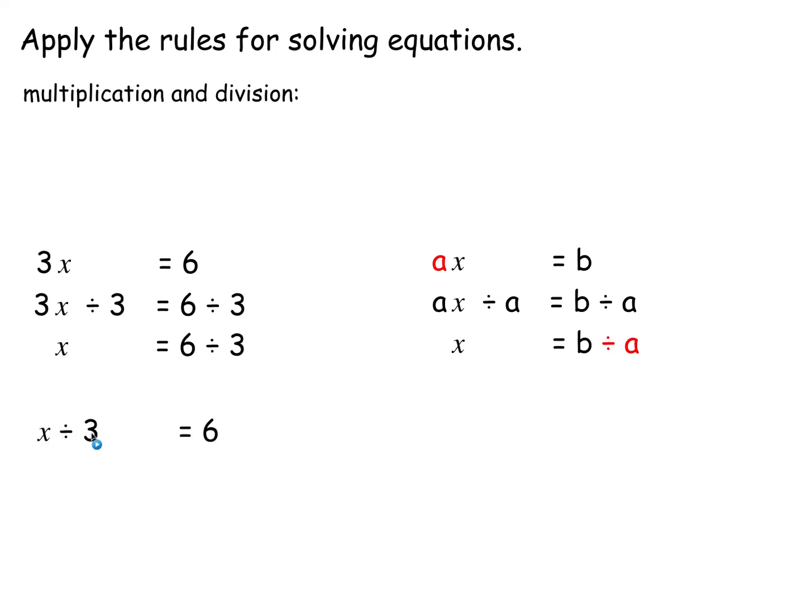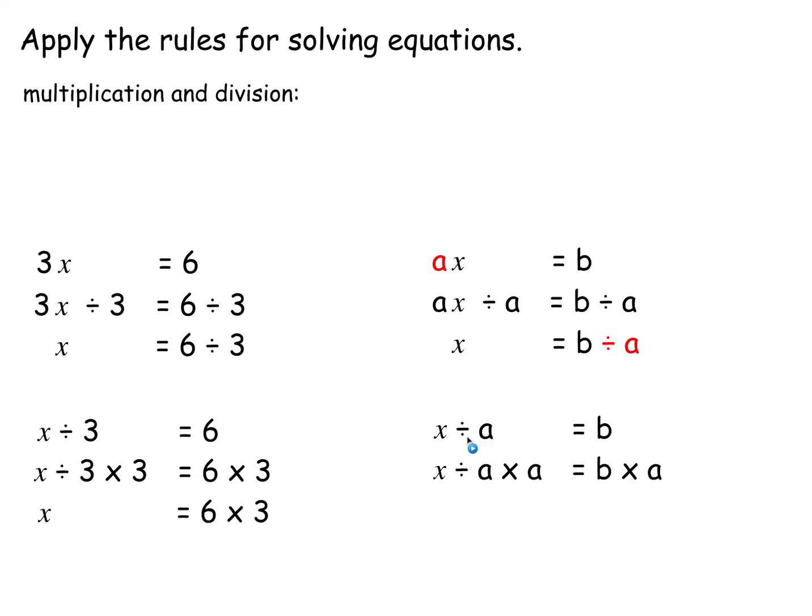Division by 3 here, that would normally be written as the fraction x over 3. Multiply both sides by 3, divide by 3, multiply by 3 becomes 1, gives us a 1x. Multiply both sides by 3, x is 6 times 3. Apply that with letters, division by a, multiply both sides by a. So divide by a, multiply by a, that becomes 1. Result, x is b times a. So x divided by a, which we'd usually write as x over a, becomes multiplying by a.